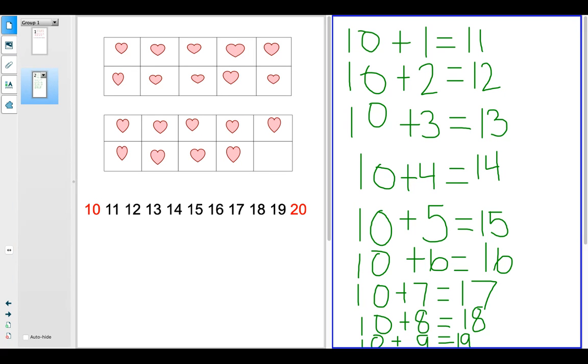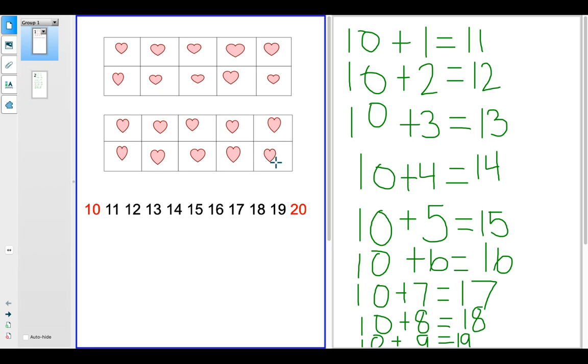All right, if I add another heart, the last one to our 10 frame, what comes after 19? Good, it becomes 20. Okay, and 20, I'll write that over here. 20 is going to be 10 are on the top, and how many are on the bottom? 10. And what does 10 and 10 more make? 20. Good, right? When we learn how to count by tens, first we had 10, and after 10 comes 20, right? So 10 and 10 more make the number 20.